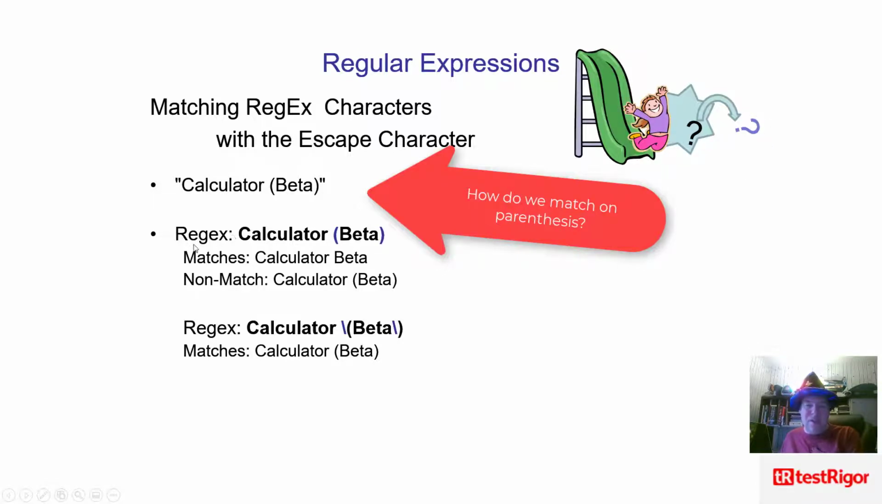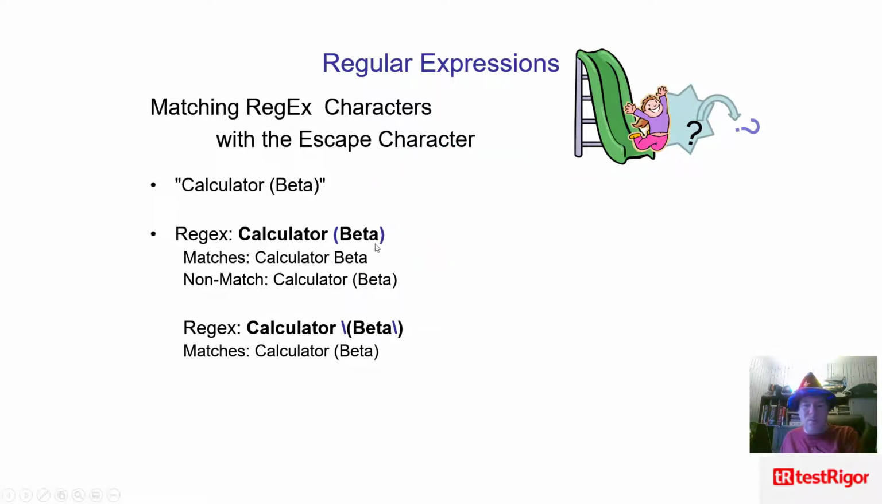So here's an example. Regex calculator with beta around the parentheses. That's going to match calculator beta, but it won't match the actual literal string calculator with beta in the parentheses. So this is the way we do it. We put a backslash in front of the parentheses here, and now this, with the backslashes on those parentheses, is going to match our calculator over here.